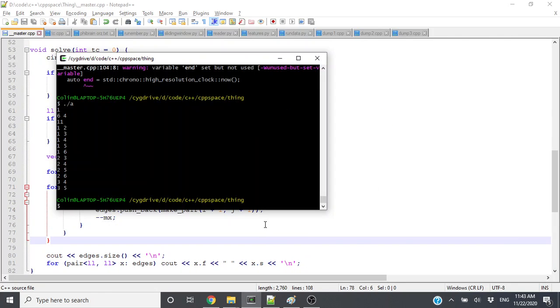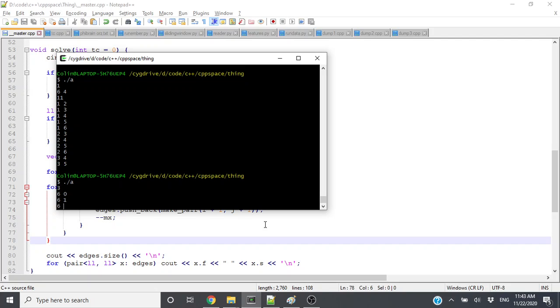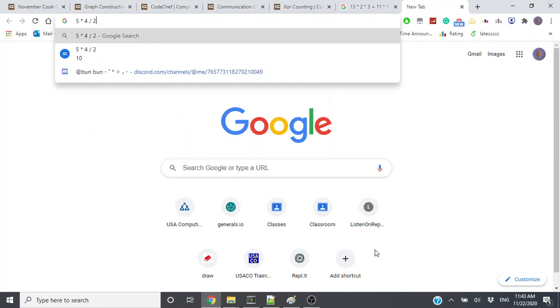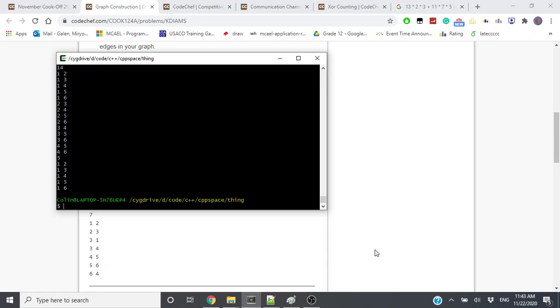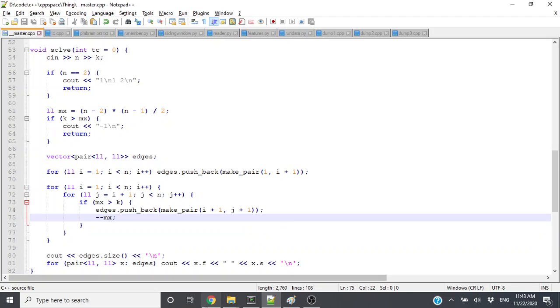Let's see. There's no local variable stuff. So let's do 3, 6, 6, 0, 6, 1, 6, 36. What's the maximum? So it would be 5 times 4 over 2, 10. So this would be print all the edges. Yeah, and then one more. 1, 6, 11. Seems good. Let's just sanity check ourselves.